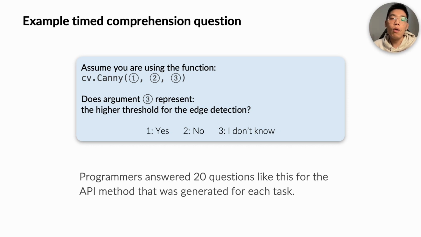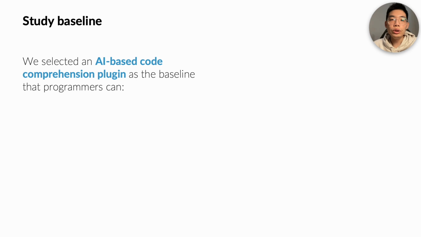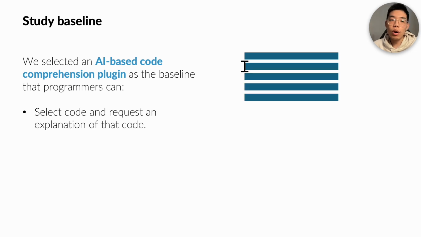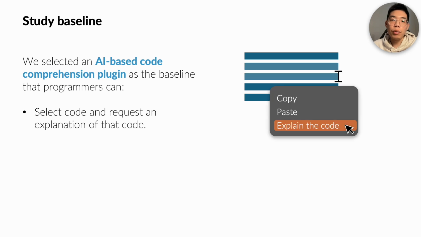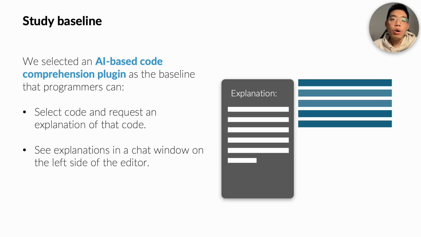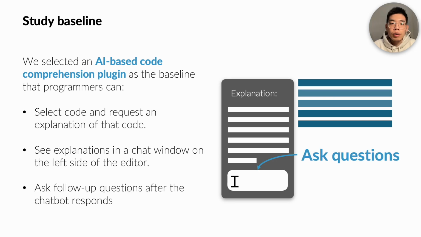To determine the effect of Ivie, one of the programming tasks involved Ivie and the other involved a strong baseline. The baseline allowed programmers to select code and request an explanation of it, which could appear in a side window in the editor. Participants could also ask questions about the code in the chat pane. This baseline was designed to closely resemble the GitHub Copilot X in-editor chat, a production AI help-seeking tool.